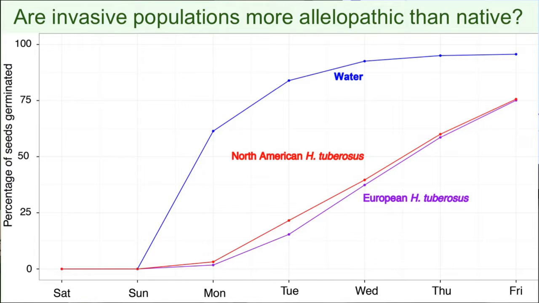So while it looks like tuberosus is using allelopathy as a mechanism of invasion, that's part of what makes it so successful as an invasive species, it's not an adaptive invasiveness trait. The European population, the one that's invasive, is not significantly more allelopathic than the native population.